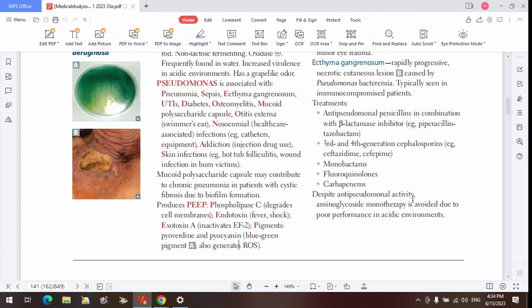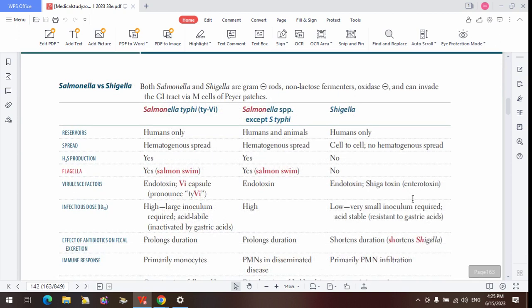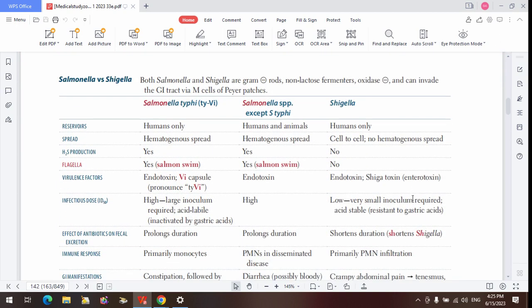So remember, Pseudomonas works very well in acidic environment, thrives so much in acidic environment. There are some organisms that can work well in acidic environment. Pseudomonas is one of them. Shigella is another one. So aminoglycosides have poor performance in acidic environment. They are kind of damaged in acidic environment. So you don't want to give it because it won't work, despite the fact that it has anti-pseudomonal activity. So let's go to the Salmonella and the Shigella.